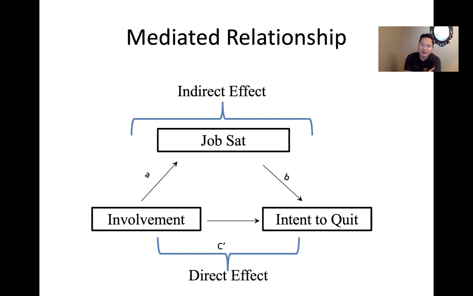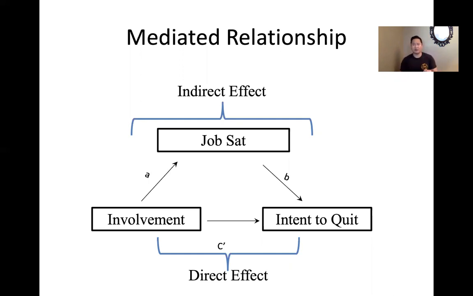What we have here, this X and Y part, involvement to intent, is what we call our direct effect. Our mediated effect, we call our indirect effect. In other words, involvement goes to intent indirectly through job satisfaction. It's not straight across, it jumps up to job satisfaction, jumps back down to intent to quit. That A and B path is our indirect effect.